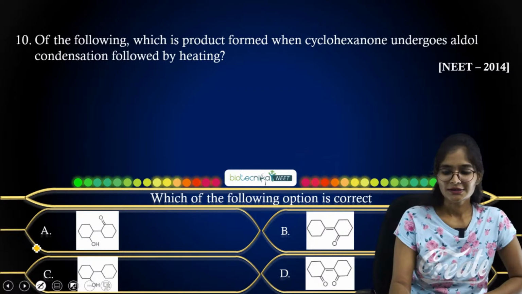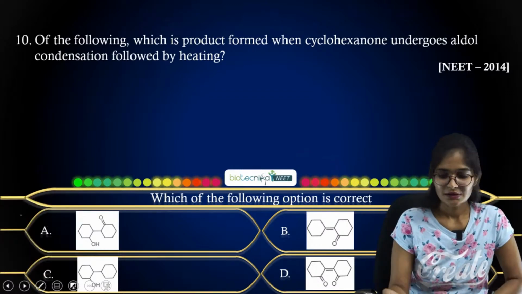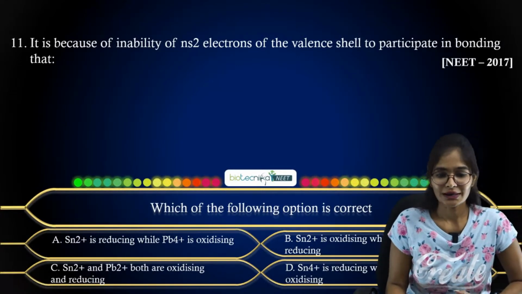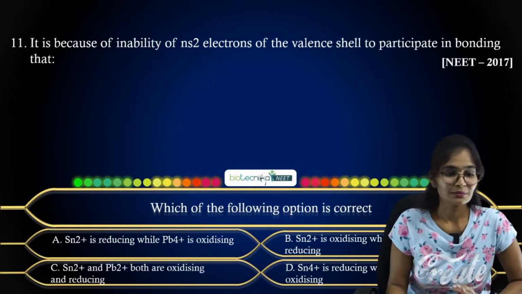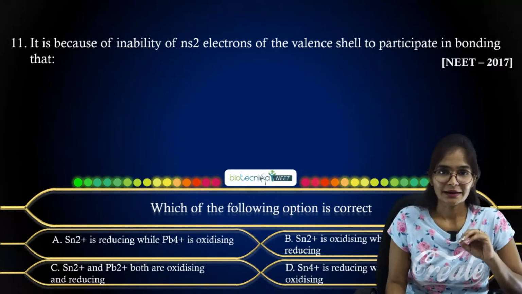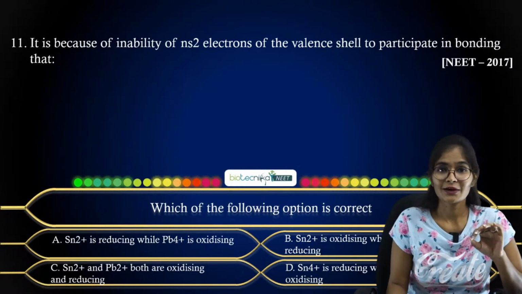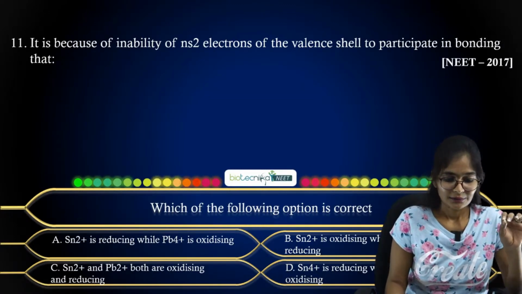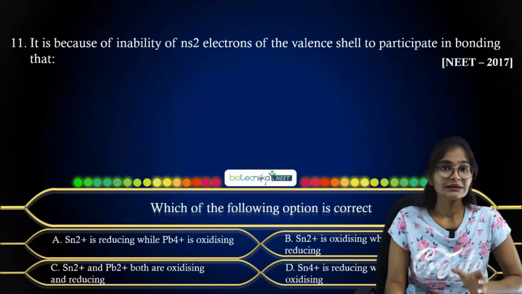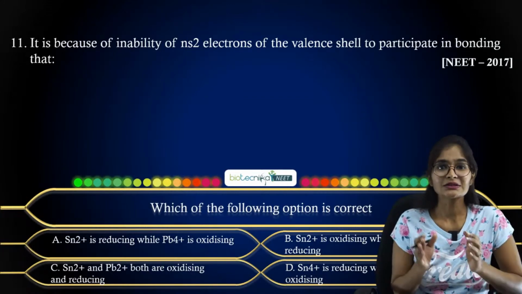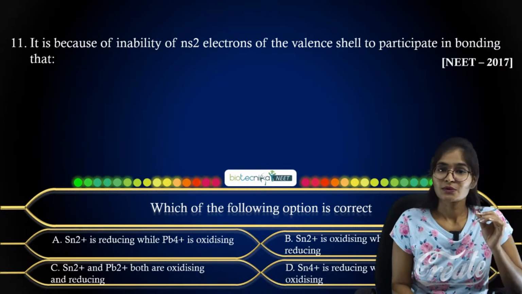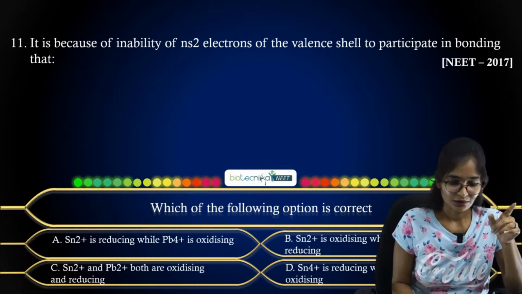Now coming to the next question: it is because of the inability of the ns2 electrons of the valence shell to participate in bonding. They have given four options with respect to tin and lead, and they have also mentioned the oxidation states, that is Sn2+ and Pb4+. You have to know, regarding their oxidation state, whether it is acting as an oxidizing agent or as a reducing agent. So you have to apply the inert pair effect concept also.